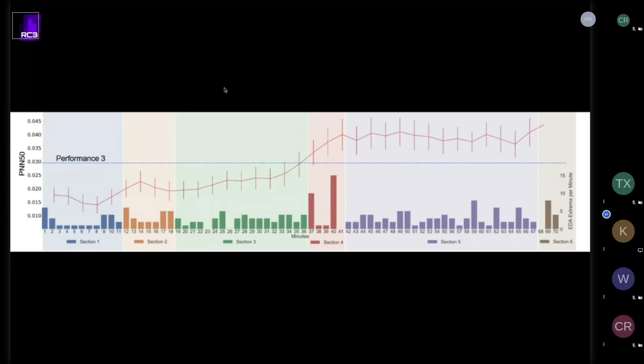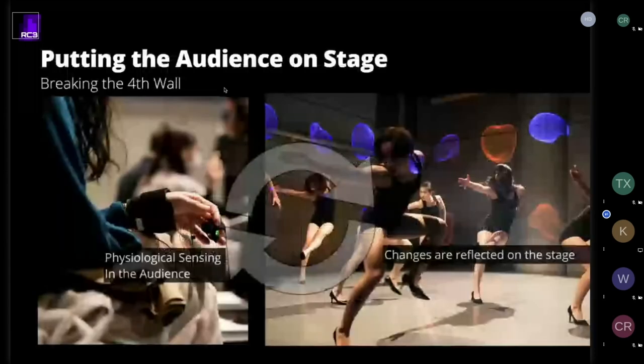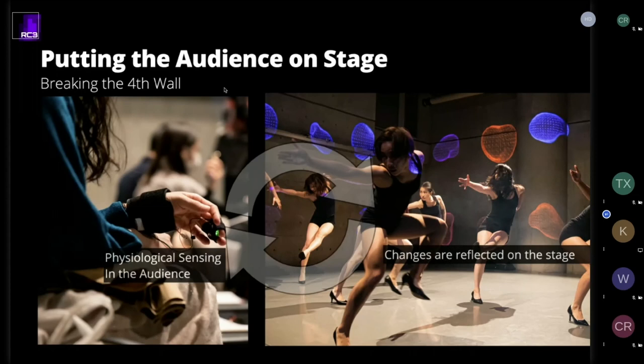So it's promising. We're not there yet, definitely from the data analysis part, but there are some interesting things to see, and that kind of brings me back to the starting point. It was an amazing experience working with a lot of talented people on that, and the performance was a lot of fun, but we are slowly moving towards putting the audience on stage and trying to break the fourth wall, I think, with these types of setups.